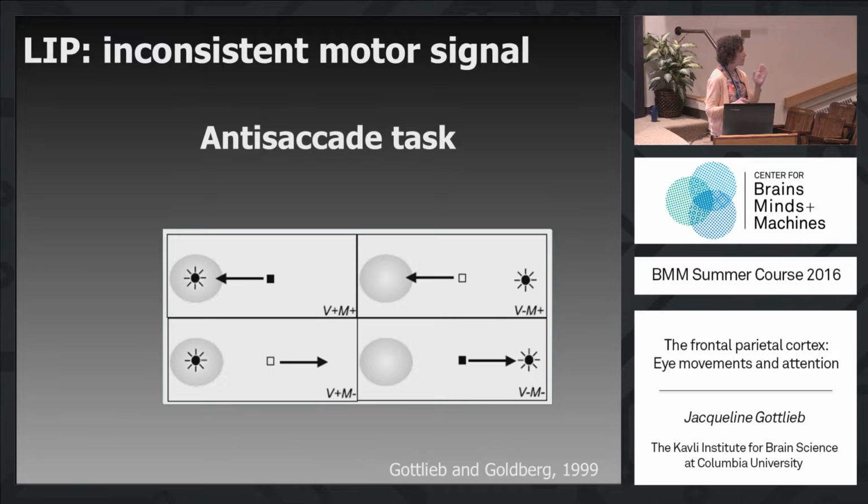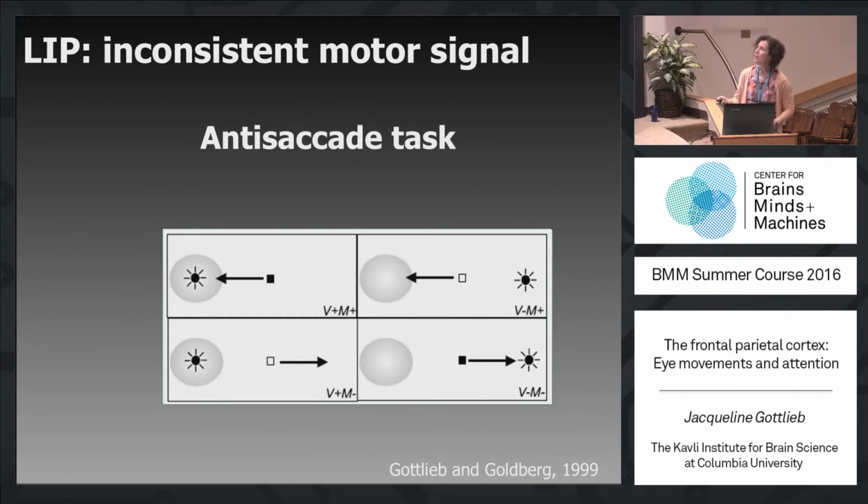Okay? This is not an easy task, right? If I flashed a bright light and I told you look away, many of you would fail on some fraction of the trials. And this is a diagnostic task of frontal function. So we know that patients with frontal lesions have real great difficulties in making anti-saccades, controlled saccades.